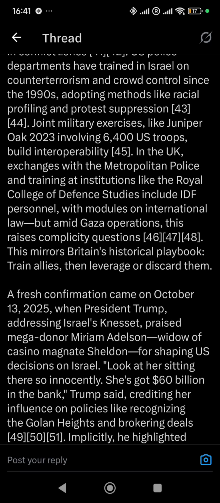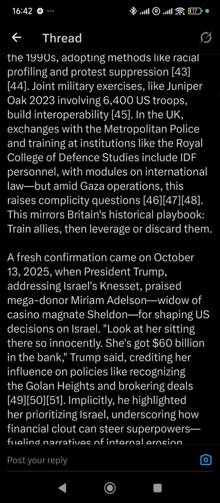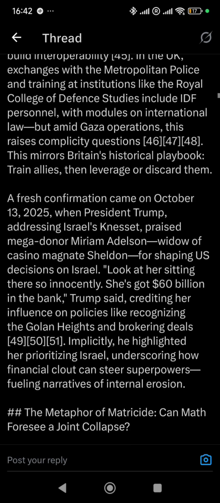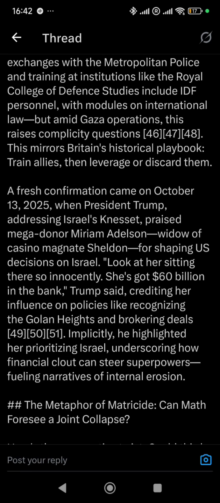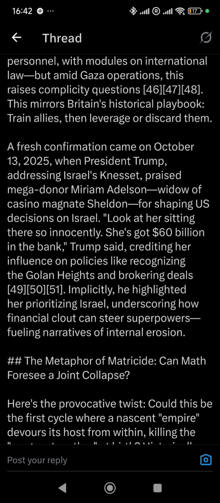interoperability, reference number 45. In the UK, exchanges with the Metropolitan Police and training at institutions like the Royal College of Defence Studies include IDF IOF personnel with modules on international law. But amid Gaza operations, this raises complicity questions. References 46, 47 and 48. This mirrors Britain's historical playbook. Train allies, then leverage or discard them.